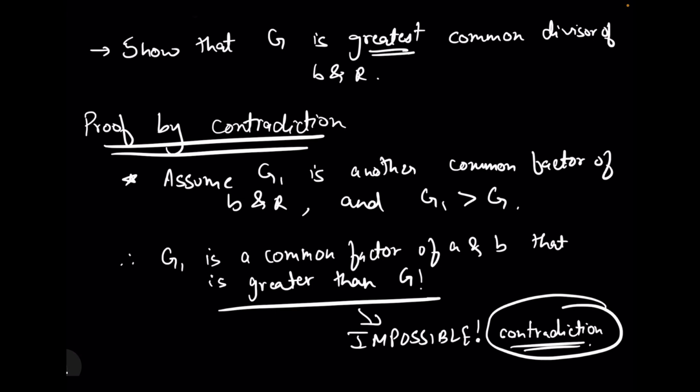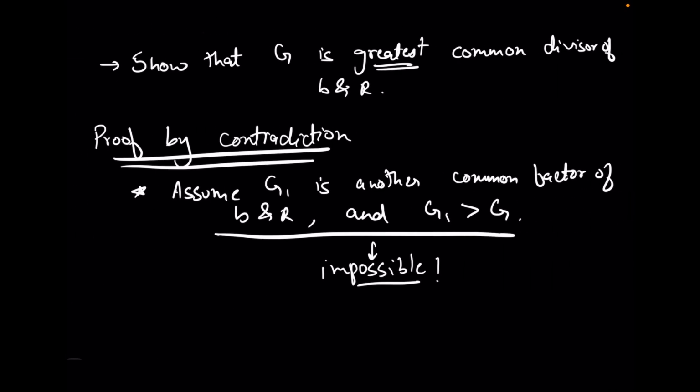This means that this statement that G1 is a common factor of A and B and is greater than G should be impossible, because G was the greatest common factor of A and B. So G1 can't be a common factor of A and B that is greater than G. So this is the impossible statement that we encounter. This is the statement that shows us that there is some contradiction. The contradiction obviously is with the statement that we assumed here, that G1 is another common factor of B and R and G1 is greater than G. This statement was our assumption. That means this statement is actually what is impossible.